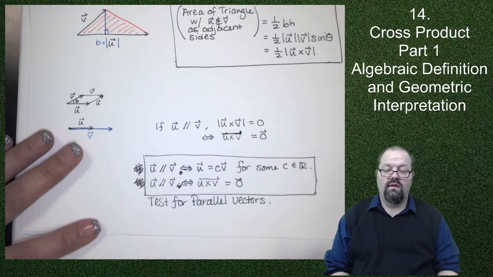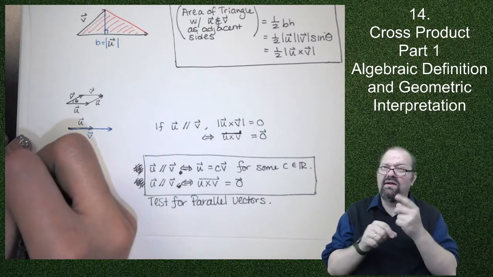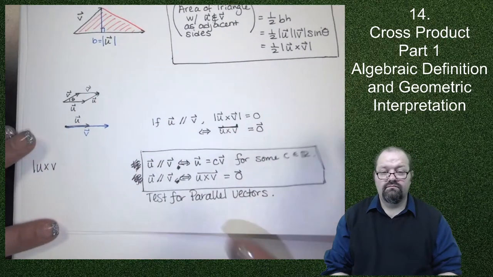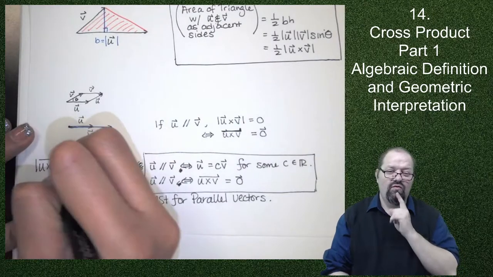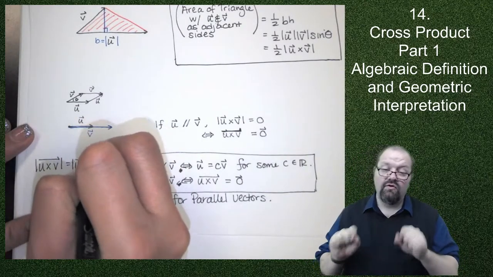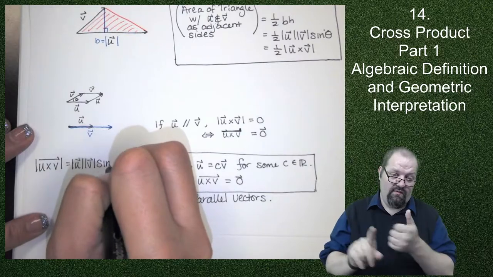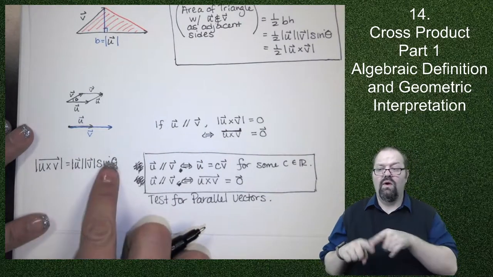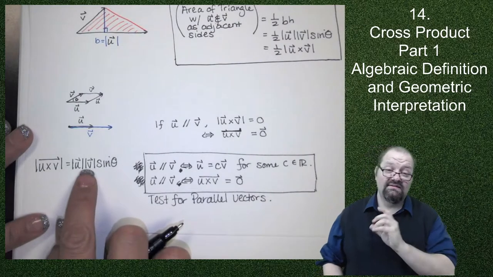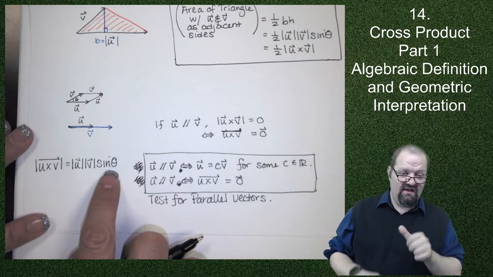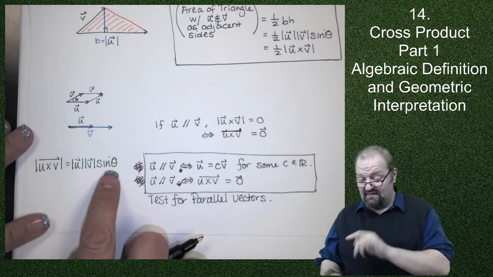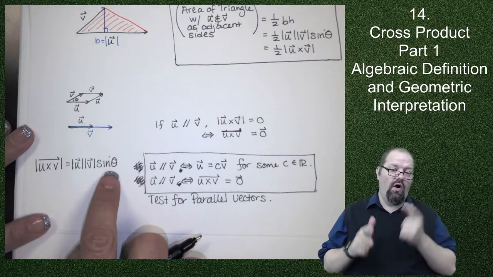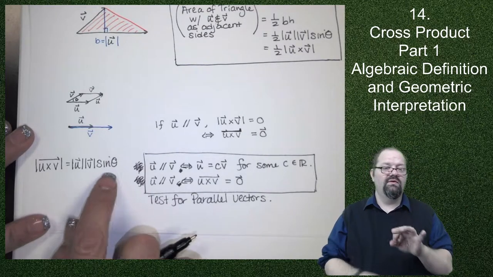And you can also just think about it using the formula. When is that going to be 0? This is 0, provided that u and v aren't 0. This is 0 when sine is 0, and sine of theta is 0 at all the multiples of pi: 0, pi, 2 pi, 3 pi, negative pi, negative 2 pi, negative 3 pi.